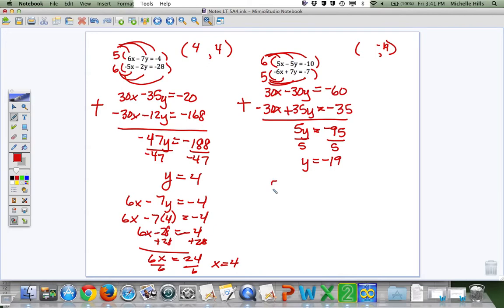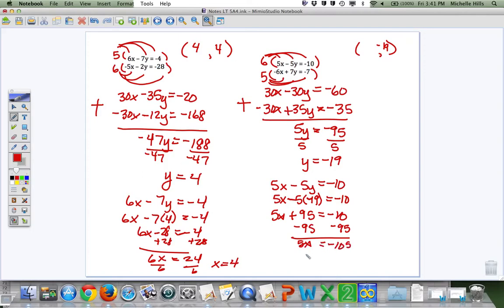I'm just going to take my first equation from the original equations, 5x minus 5y equals negative 10. I know y is negative 19. So 5x minus 5 times negative 19 equals negative 10 becomes 5x. I treat this as a negative 5 times a negative 19, so it becomes plus 95 equals negative 10. I'm going to subtract 95 from both sides to eliminate that constant on the left, and I get 5x equals negative 105. Then when I divide by 5 to solve for x, I get x equals negative 21.